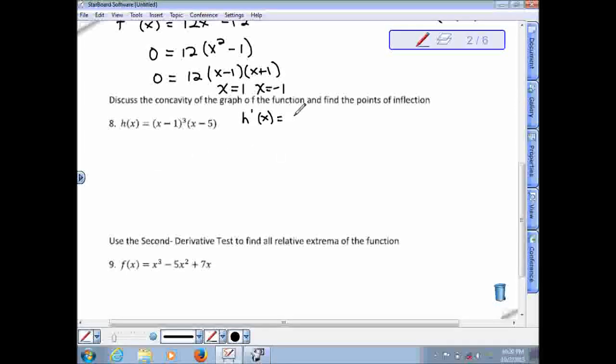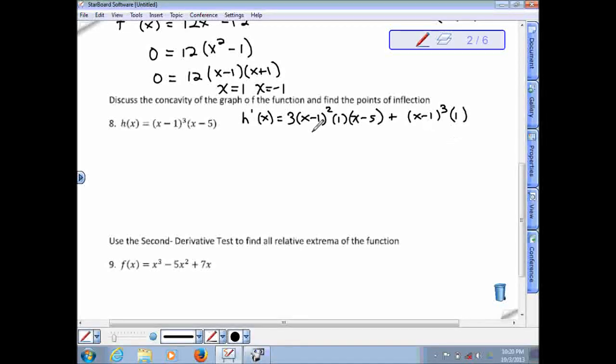So applying that here, we take the derivative of this first part of the function, which is going to be 3 times x minus 1 squared, and since it's a function within a function, we have to do a chain rule, do the derivative of the inside, which just happens to be 1. And we multiply that by the second function, x minus 5, and then we add the first function times the derivative of the second function.